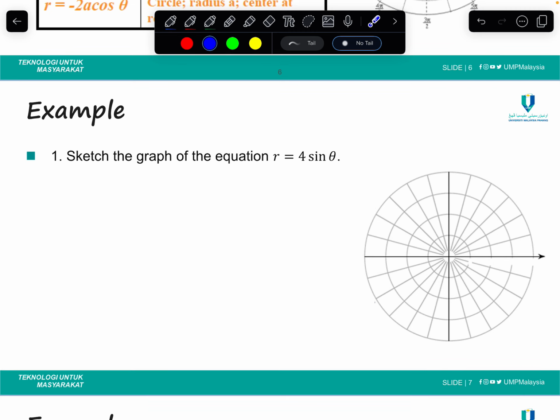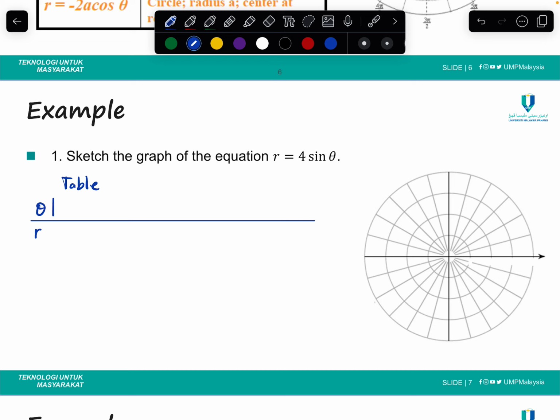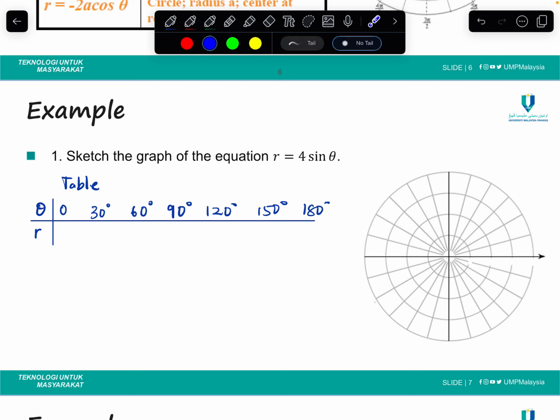Example 1. Sketch the graph of r equals 4 sine theta. So you have to start by providing a table that consists of some values of theta, and you have to evaluate the value of r. For theta, you can take this set of values by increments of 30 degrees. We stop at 180 first, and for each angle we substitute into the formula. If theta is 0, r equals 4 sine 0, which equals 0. Then if theta is 30, your r is 2, and you have to complete the table.